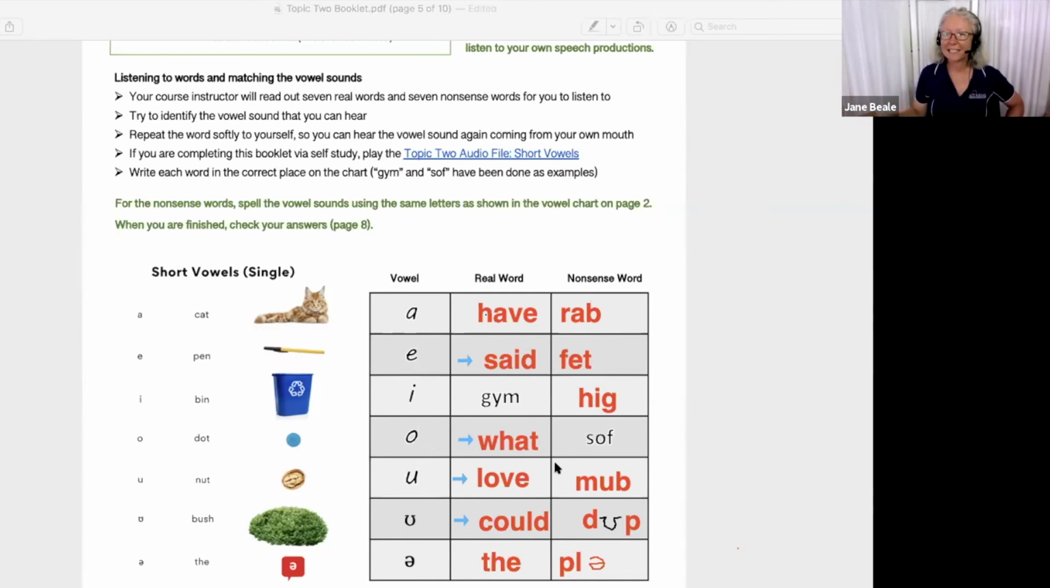And what about said? Put your hand up if you didn't really know where to put said and you had to kind of go, who had said next to E, the E? You have E? Could you hear that it's S-E-D? S-E-D. This is really fascinating.